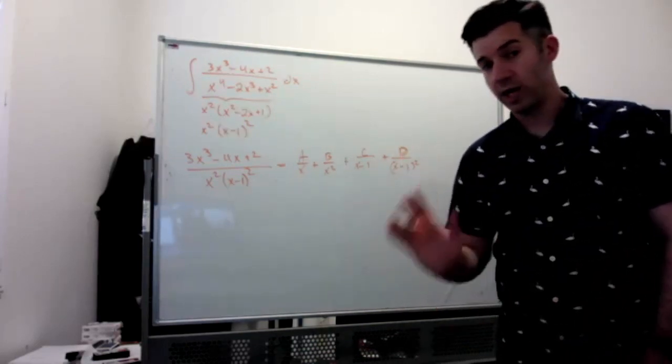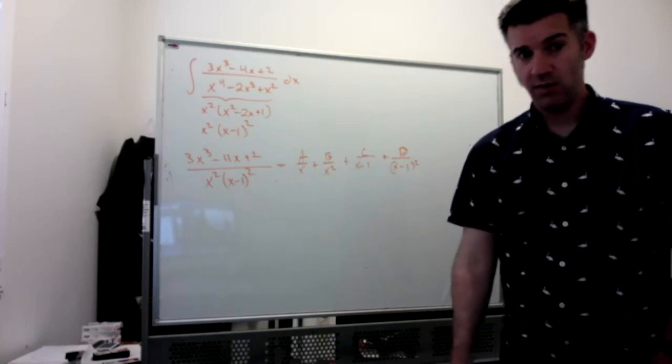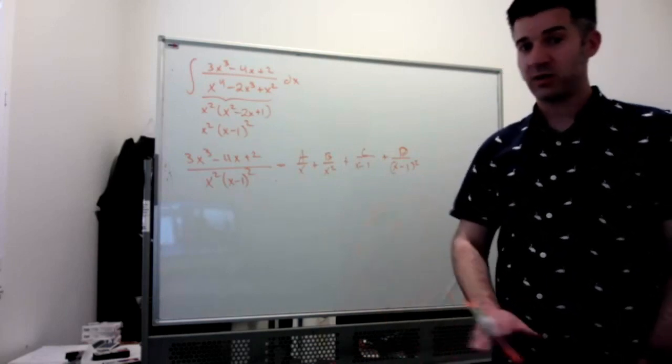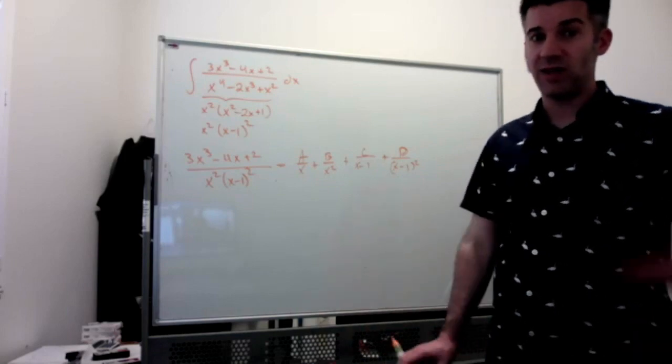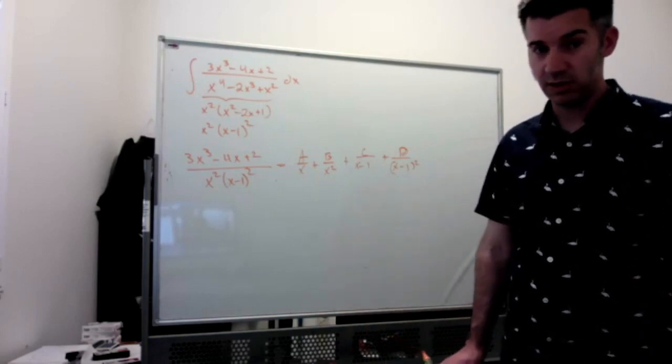Again, there are no irreducible quadratic factors here. Right, there are no x squared plus 1 or x squared plus 5 or x squared plus 9 or x squared plus 10. Right, things you can't factor with real numbers.